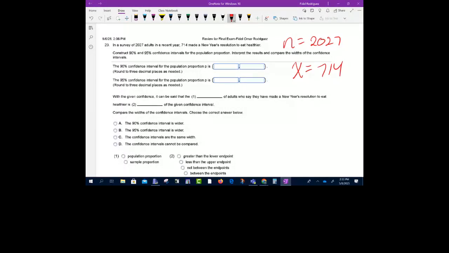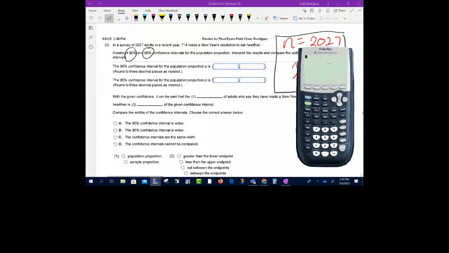Out of those 2,027, 714 of them said, you know what? This is my year. No more McDonald's, no more Jack in the Box, puro siempre natural. We're going to try to live healthier. We want to find both 90% and 95% confidence intervals. It's going to be very similar.